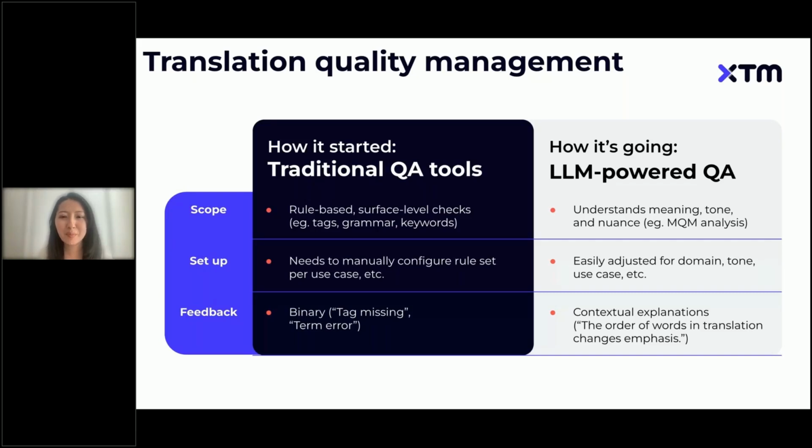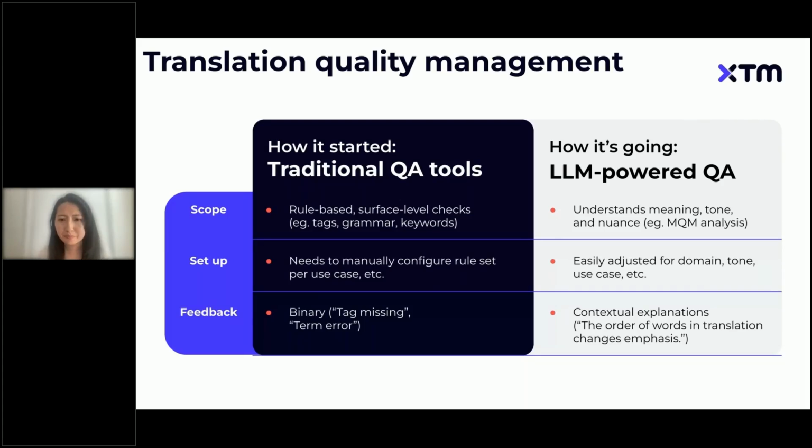Now enter LLM-powered QA, and the game changes. Instead of scanning for violations, these systems understand context. They don't just check if the translations follow the rules. They can ask, does this match the source intent? Does this sound natural in the target language? Is it appropriate for the audience? This enables AI to evaluate on multiple dimensions like fluency, contextual accuracy, and so forth. Although this serves as a helpful first layer of evaluation, final judgment and deeper review still remain in human hands today.